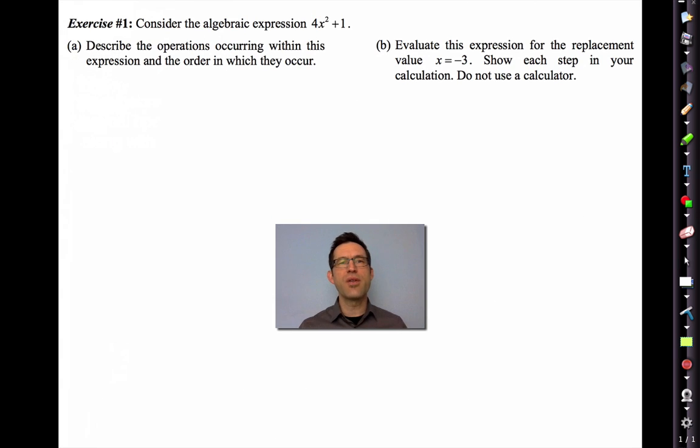Exercise 1. Consider the algebraic expression 4x squared plus 1. Letter A says describe the operations occurring within this expression and the order in which they occur. Pause the video now and think about that for a moment.